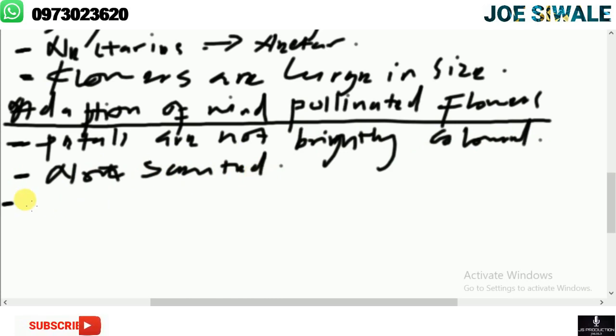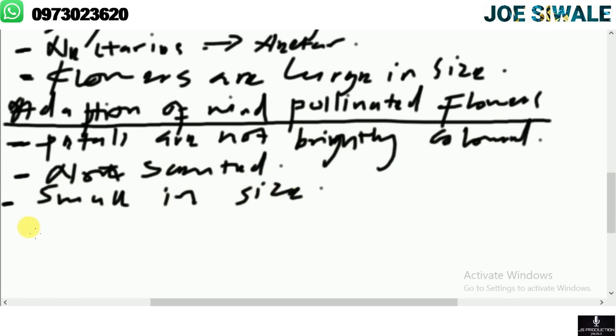Then these types of flowers are usually small in size. Then there is absence of nectar, so nectar is not present.